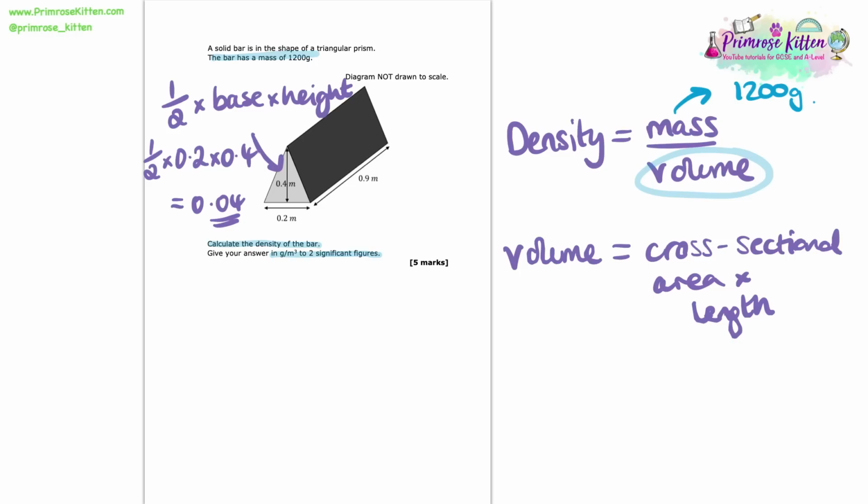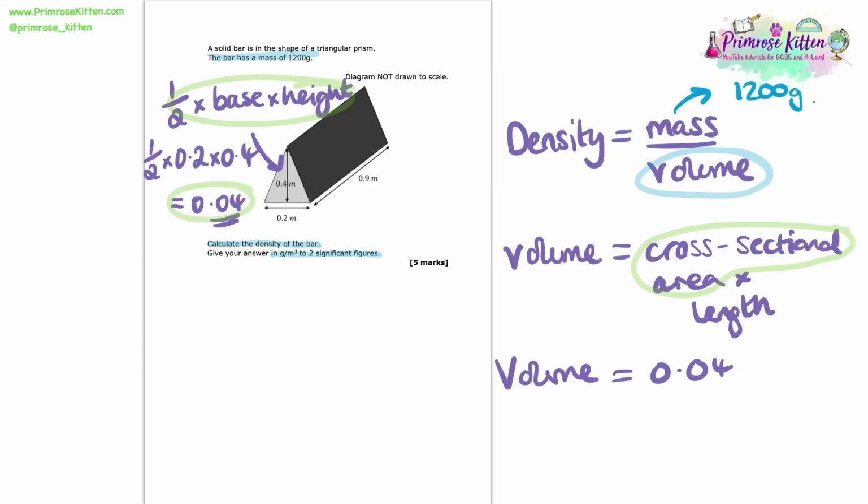So now I can use that to work out the volume. I know that the cross-sectional area now of that equation is 0.04. So I can say that the volume is equal to 0.04 times by the length of this prism, which is 0.9 meters. So I'm going to pop that into my equation too. So volume is 0.04 times 0.9. Now if I pop that into the calculator, I find that the volume is equal to 0.036 meters cubed.